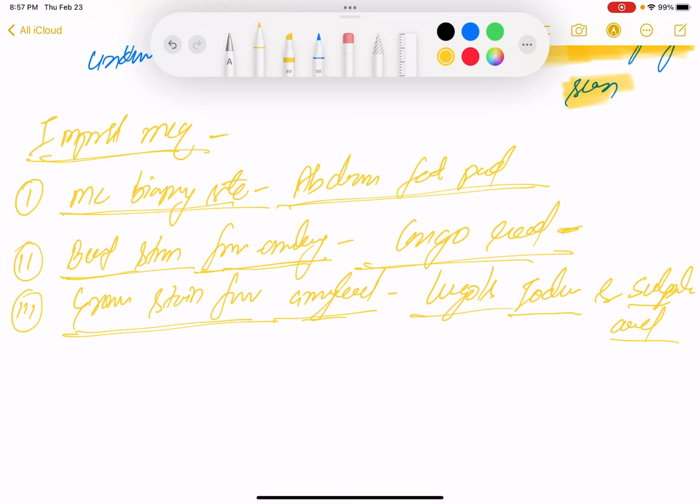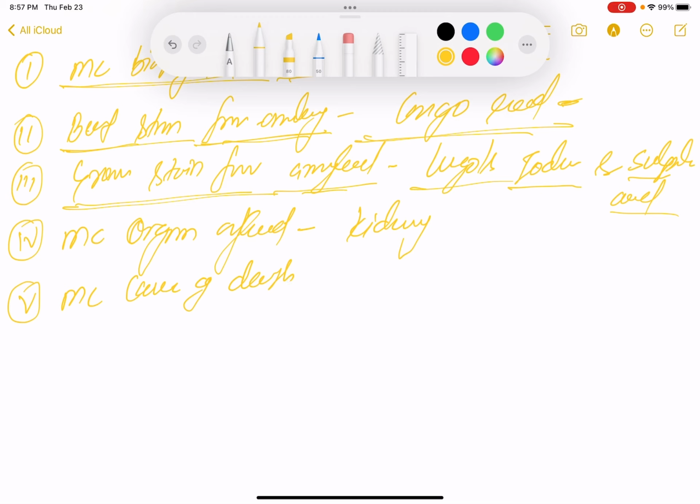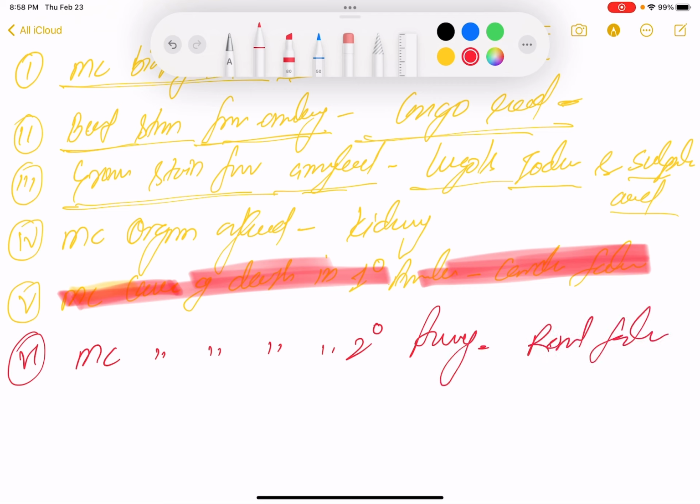Then there are some more important MCQs. The fourth one is the most common organ affected in amyloidosis. It is the kidney. Then the fifth one is the most common cause of death in primary amyloidosis. It is cardiac failure. Do remember, friends, it is very important. Then the sixth one is the most common cause of death in secondary amyloidosis. It will be renal failure. Friends, do remember, in primary it is cardiac failure and in secondary it is renal failure.